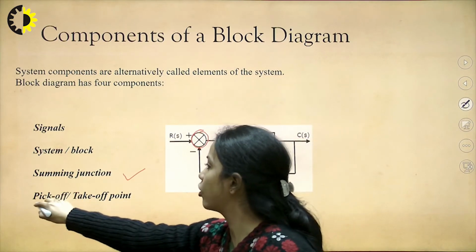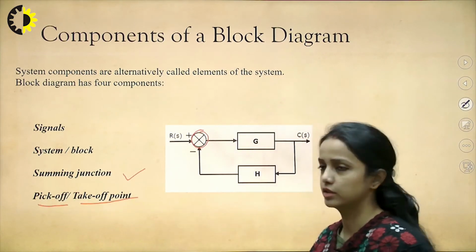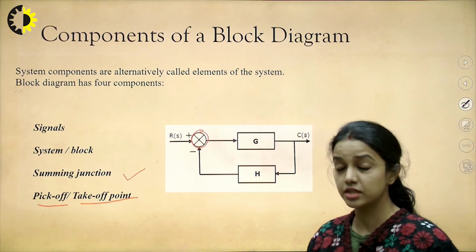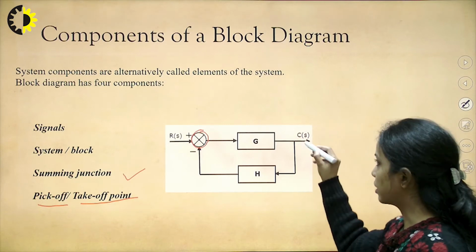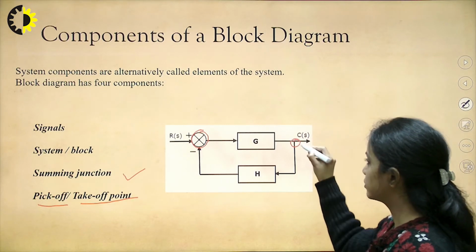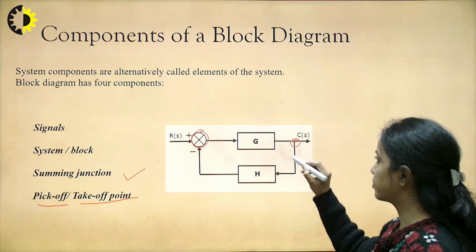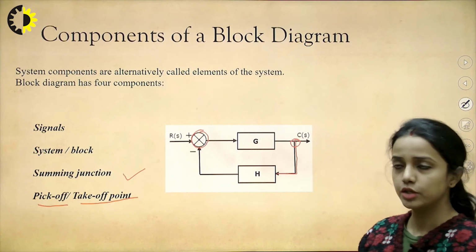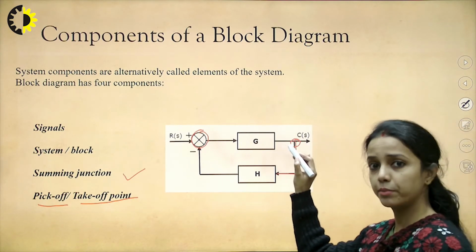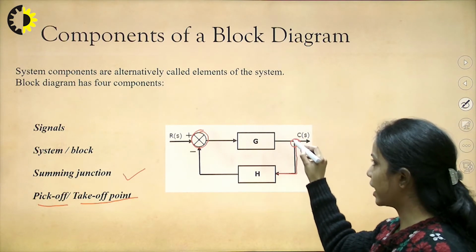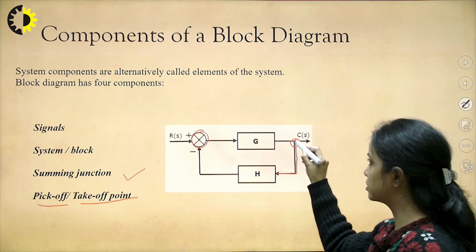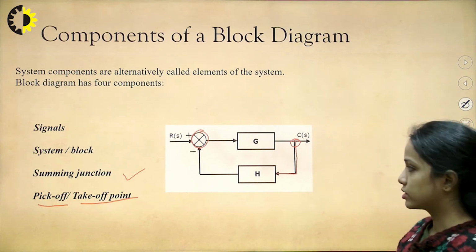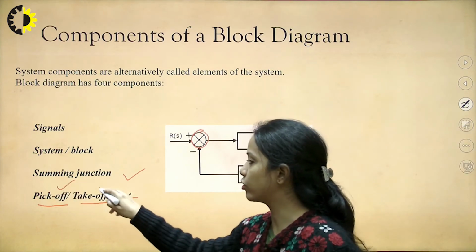Now, the pick off point or the take off point. The pick off or take off point is very simple. It is just taking a replica from a path and feeding it to a different branch. Here, the exact value present at this node is being fed back to the feedback path. So this is called a pick off or take off point.